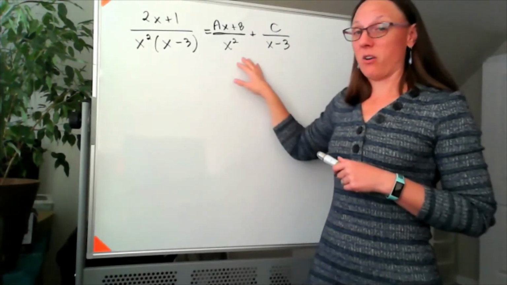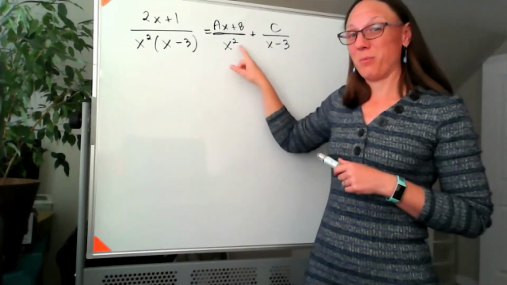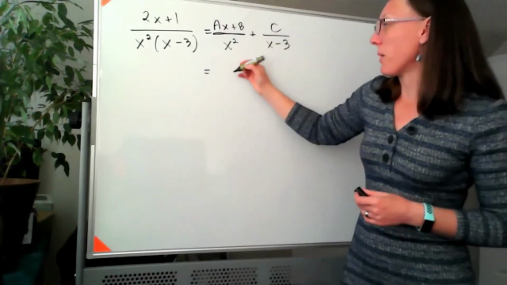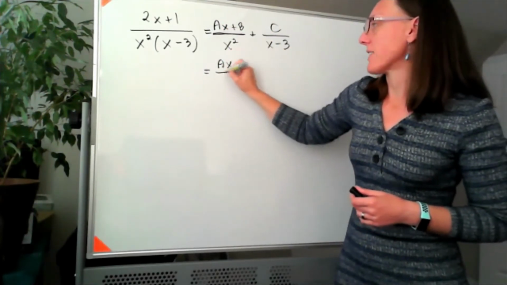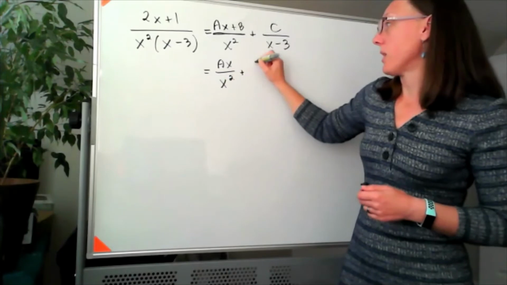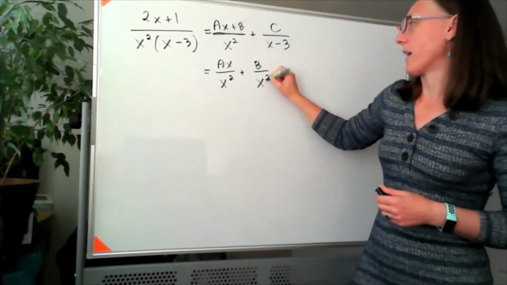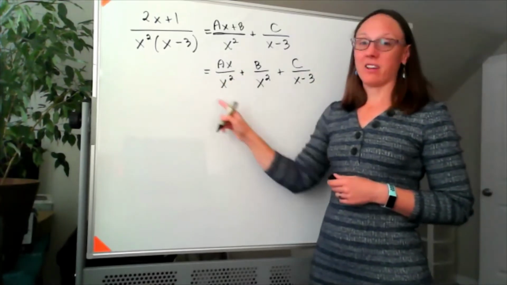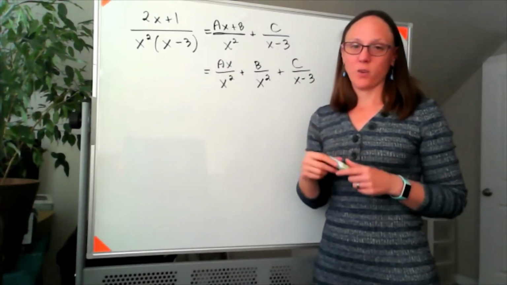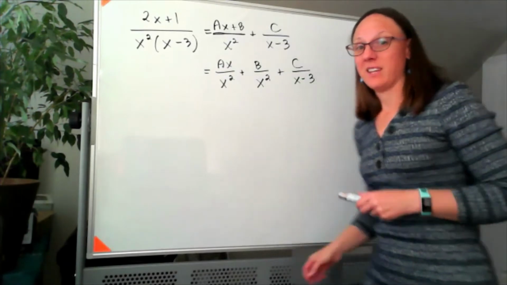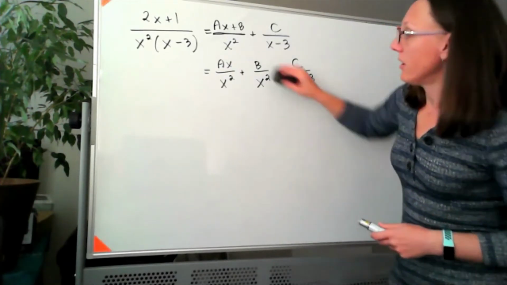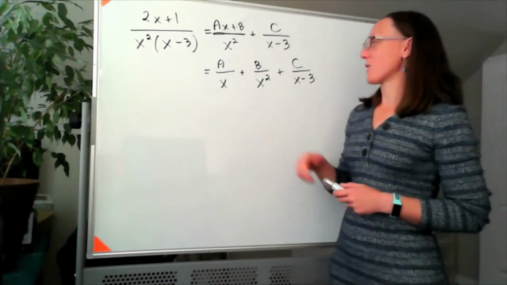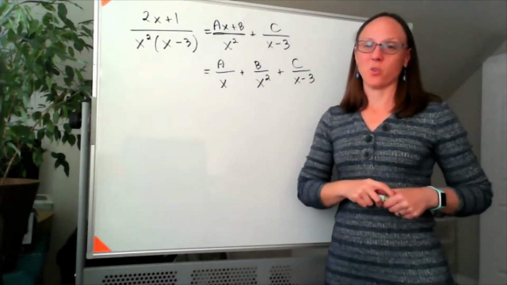I don't actually solve this problem like this, though, because this I can simplify. And I can think about that as saying ax over x squared plus b over x squared plus c over x minus 3. And the convenient thing about that first one is that one of the x's cancels out. So I really have a over x plus b over x squared plus c over x minus 3.